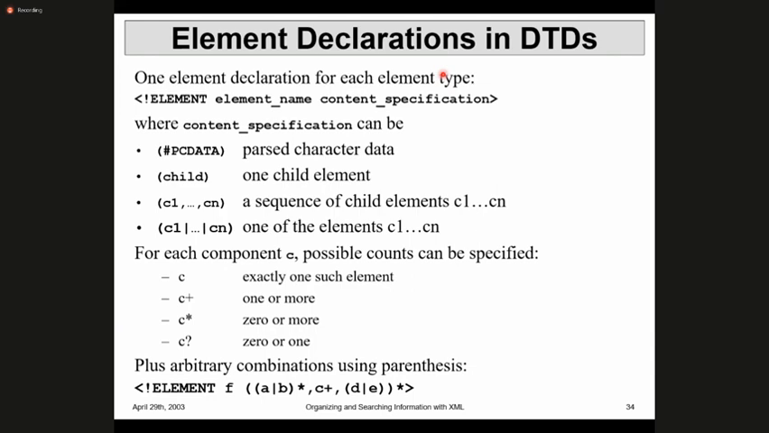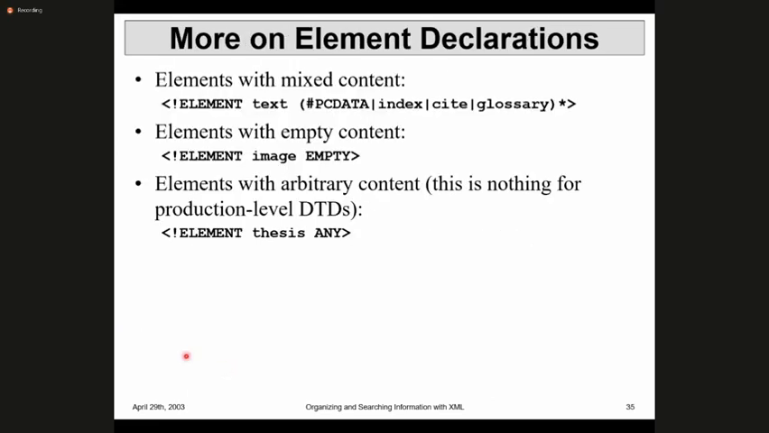So one element declaration for each element type. Exactly one means exactly one such element. Plus means one or more. Asterisk means 0 or more. Question mark means 0 or 1. There can be 0 or 1. Here it is 0 or more, 1 or more.